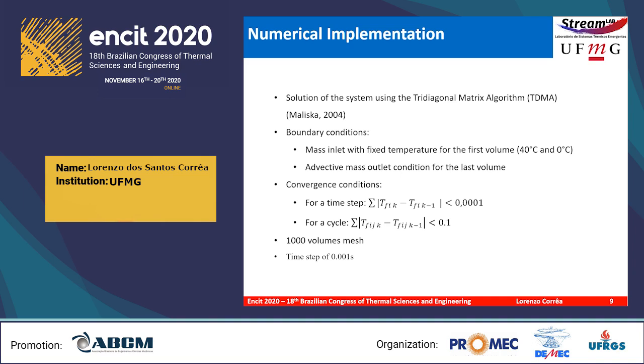For each time step, the convergence condition states that the sum of differences of temperatures for each volume between the last and the prior iteration must not exceed 0.0001 Kelvin, and for a cycle, the sum of differences for each volume in each time step must not exceed 0.1 Kelvin. A 1000 volumes mesh was used with time steps of 0.001 second as the mesh in time.